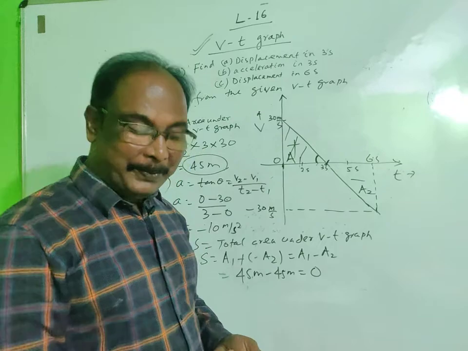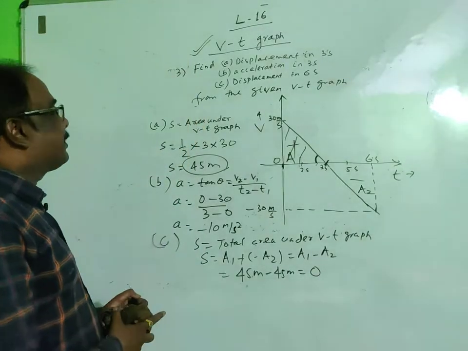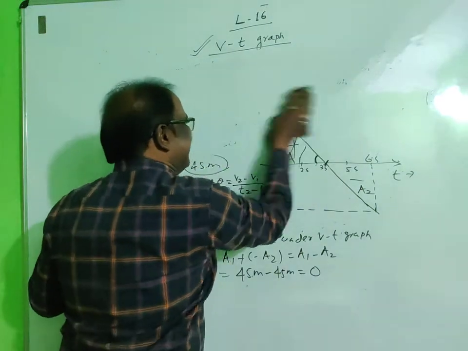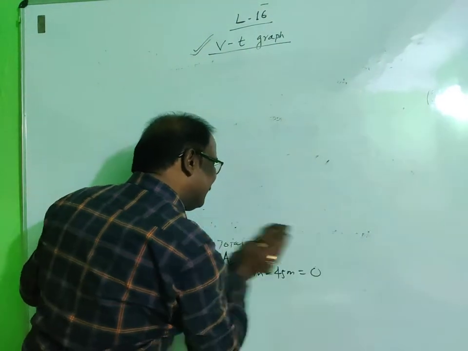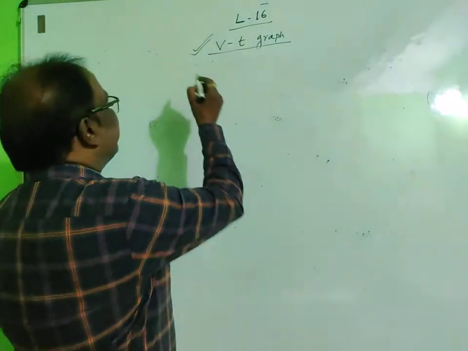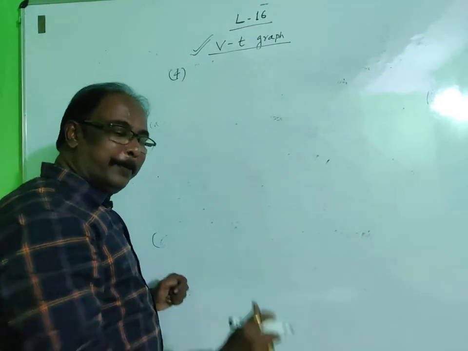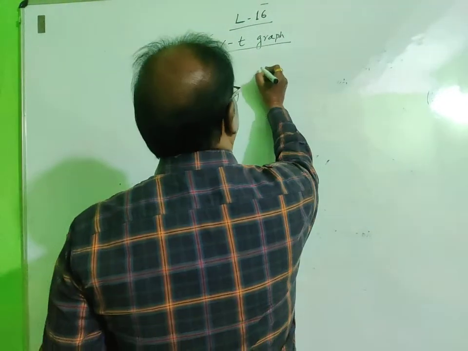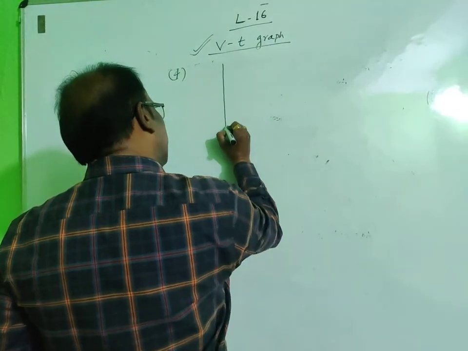Fine. Next question. Good question. Next question, I think it is question number 4. Directly graph is given. I am drawing the graph, then I will write the question. Graph is given like this.